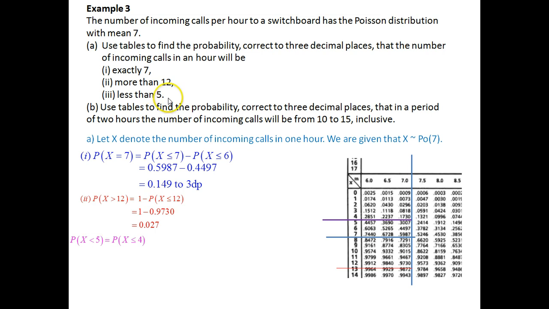So less than 5 means up to and equal to 4. So we are looking at 0.1730.